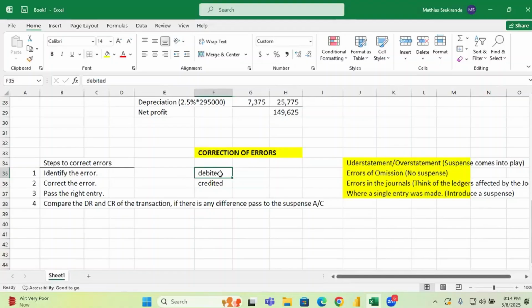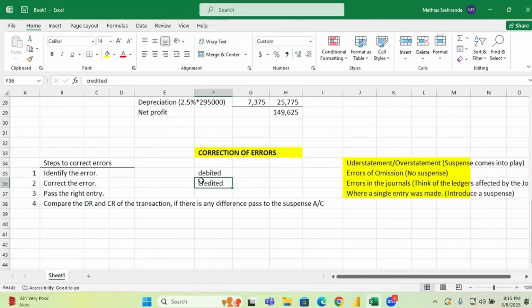Ask yourself, did they debit the correct account? If not, it means that is the error that was made. If at all they debited the wrong account, did they credit the correct account? If not, then that is the error that was committed. You correct it, okay? So the most disturbing thing under correction of errors to students is identifying the error in the note.